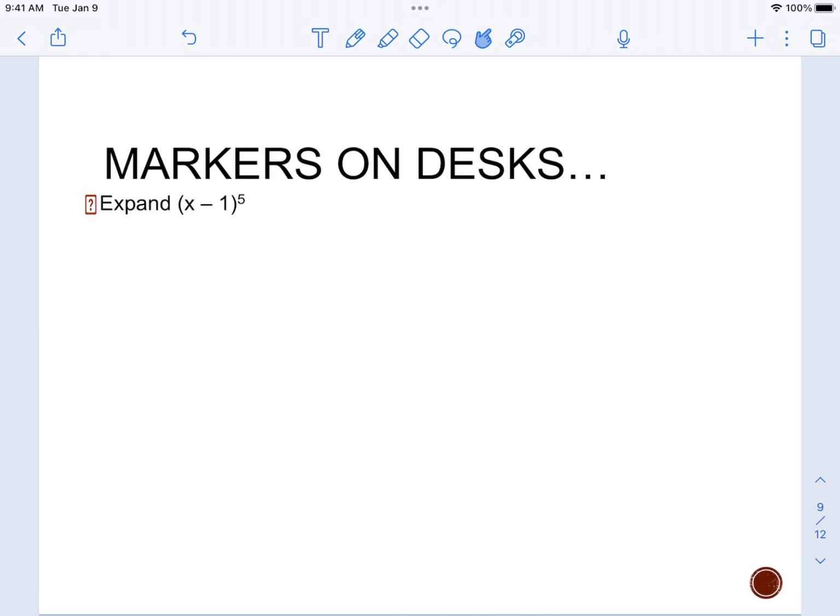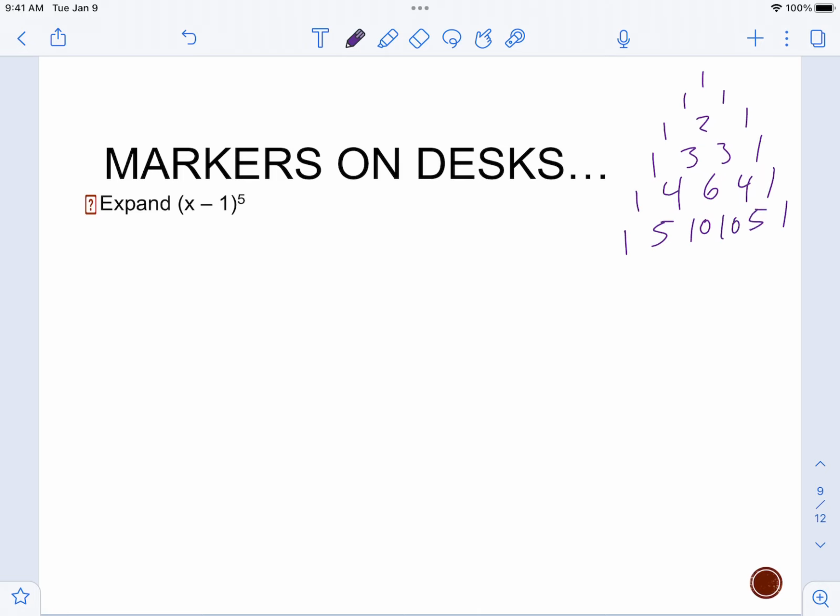All right, binomial expansion. If you remember how to do that and you want to try it, pause the video. All right, so for this, we're going to need Pascal's triangle. So that looks like this. And we are going to need the row for x to the fifth, which is this bottom row here where the second number is a 5 because we are raising it to the fifth power.